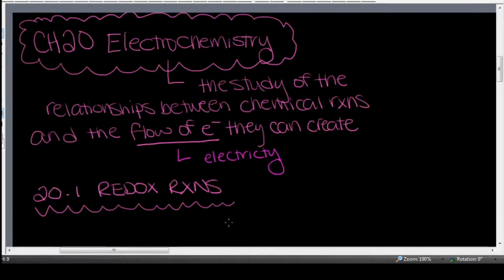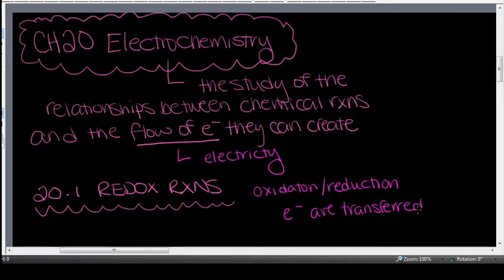Okay, so the types of reactions that can produce this flow of electrons are called redox reactions, and that stands for oxidation and reduction reactions. And oxidation and reduction reactions are simply reactions where electrons are transferred. Now, not all reactions involve a transfer of electrons, but any reaction where electrons are transferred from one species to another, we call redox reactions.